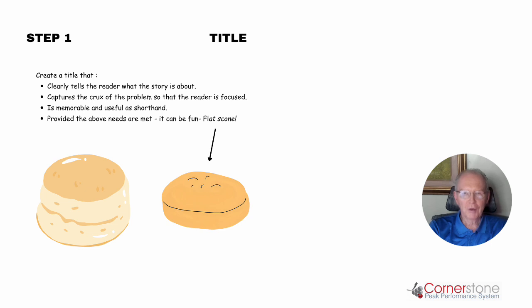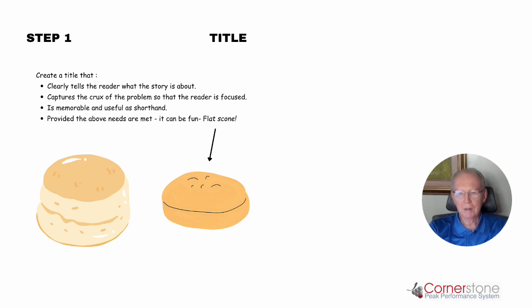So the first box and step in the process is title. And you're going to make up a title that clearly captures what the problem is that you want to solve. And this is useful when you're talking to somebody, because they see, okay, that's the title, and you explain what it is, and they've got a very good idea of the problem you're trying to solve. So it should be memorable and useful as shorthand reference to it. And provided the above 3 things, clearly tells the reader, captures the crux, is memorable, it's quite fun.